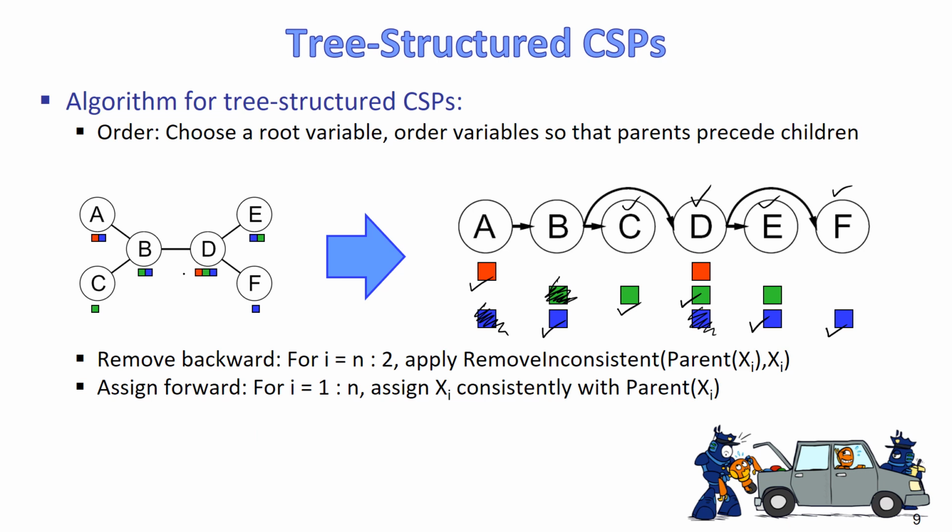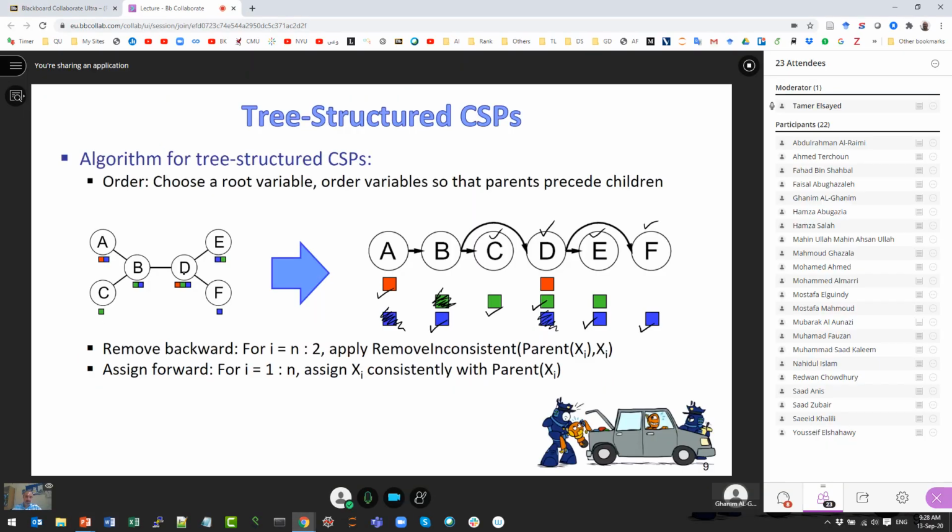Okay, let me make sure first that you don't have questions before we go to the complexity. Any question about this? So 3 steps here. Step 0, order. Step 1, backward, arc consistency. Step 2, forward assignment. Any questions about that? Mustafa?